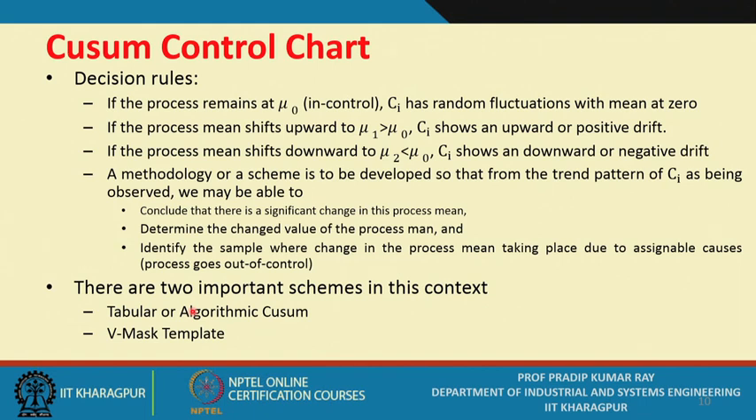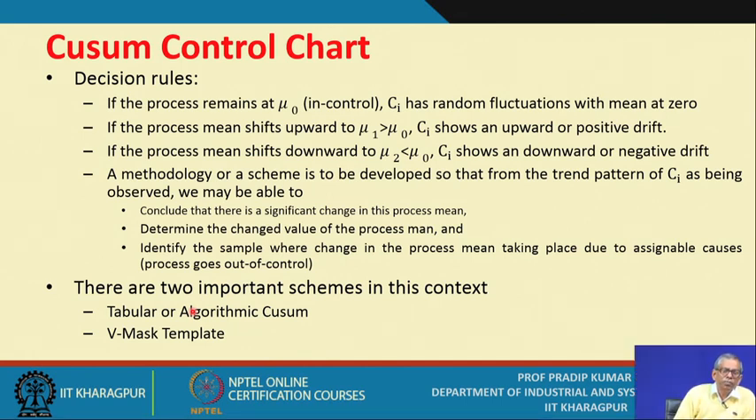Now let me highlight certain decision rules, and then in the next sessions I will discuss the other aspects of the Cusum chart. What are the decision rules to be known? If the process remains at mu0, that means an in control state at the target value, Ci has random fluctuations with mean at 0. There will always be randomness in the xi values when the process is in control, so obviously the mean is 0. If the process mean shifts upward to mu1, which is substantially greater than mu0, Ci shows an upward, positive drift. Similarly, if the process mean shifts downward to mu2, which is substantially less than mu0, Ci shows a downward or negative drift. Is it okay?